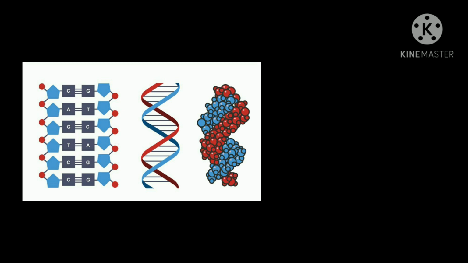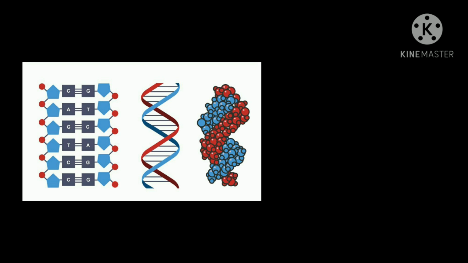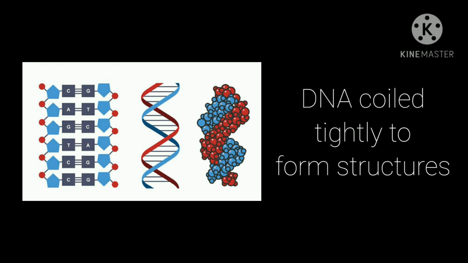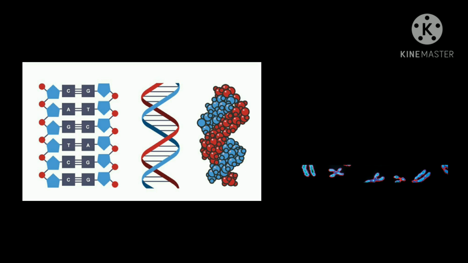Nucleotides are attached together to form two long strands that spiral to create a structure called a double helix. The bases on one strand pair with the bases on the other strand. Adenine pairs with thymine, and guanine pairs with cytosine. DNA molecules are so long that they can't fit into cells without the right packaging. To fit inside cells, DNA is coiled tightly to form structures we call chromosomes.